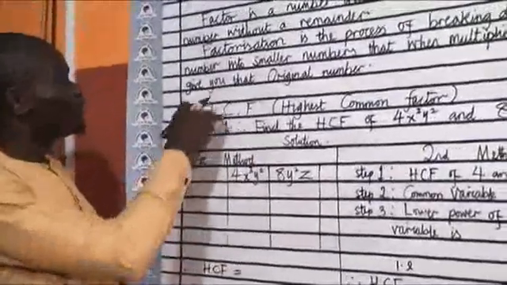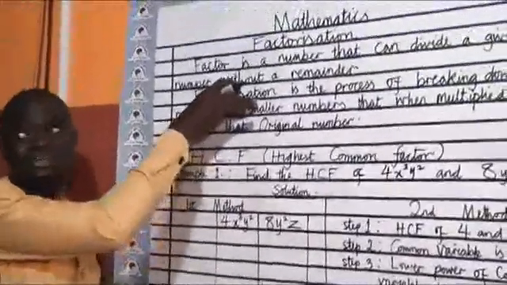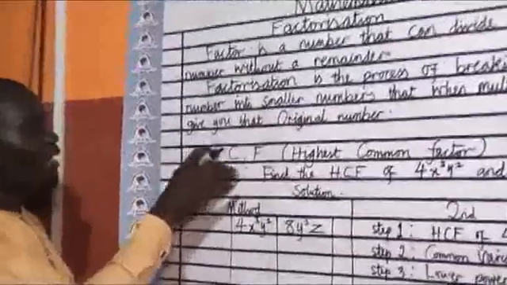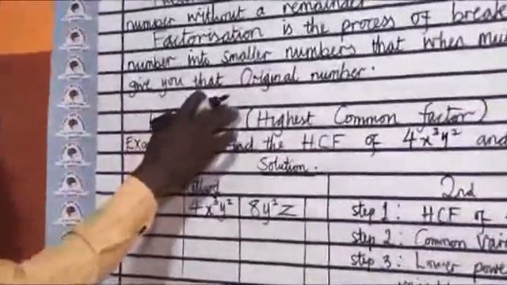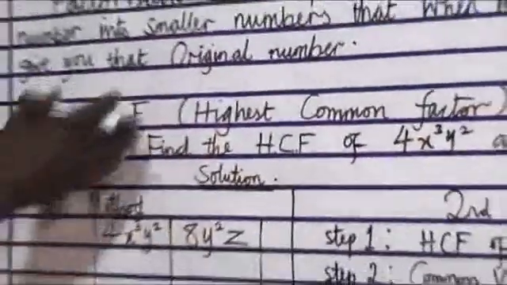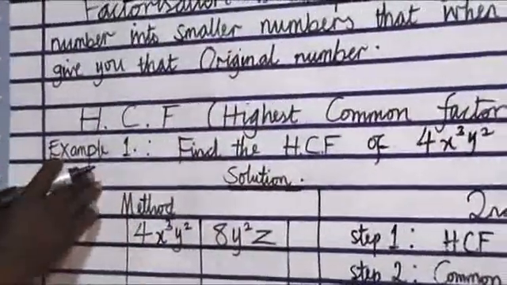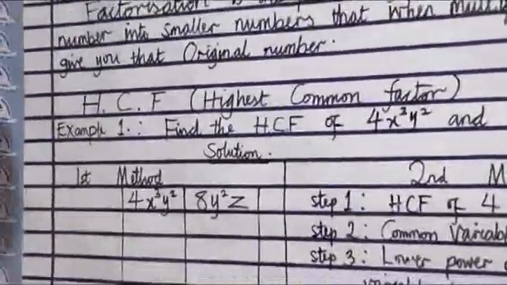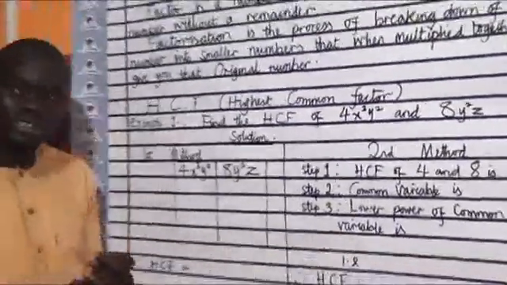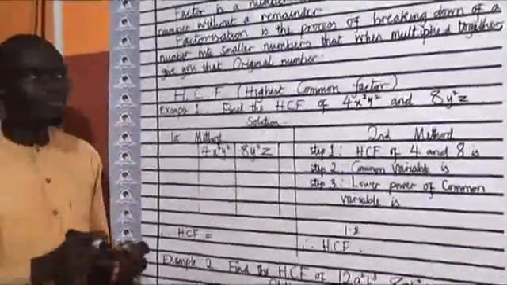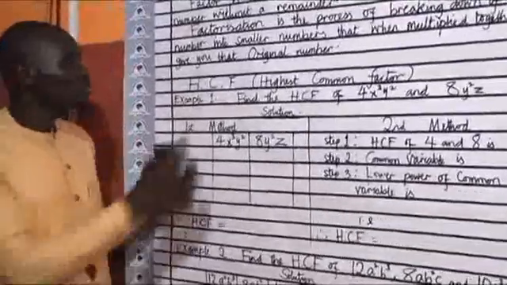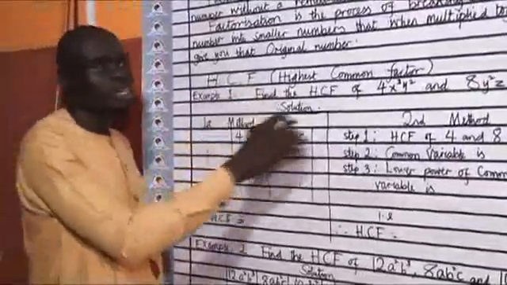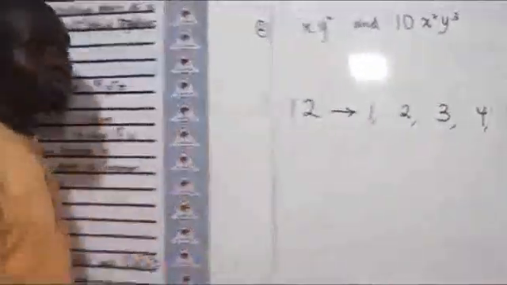Before we can explain factorization very well, we need to look at what we call the highest common factor, which is known as HCF. For the HCF of two or more numbers, you get the factors of the numbers, then pick the highest among the common factors. As you can see here, I've already done the factors of 12.